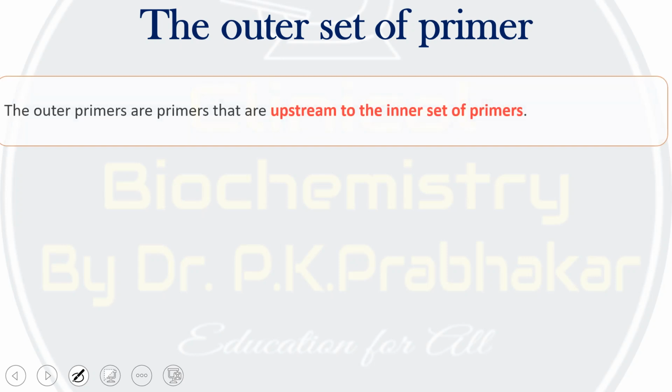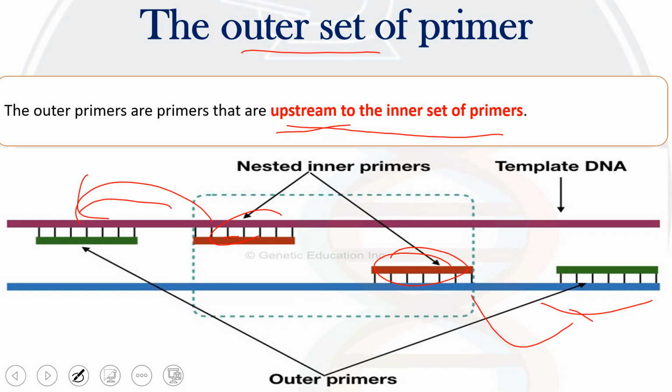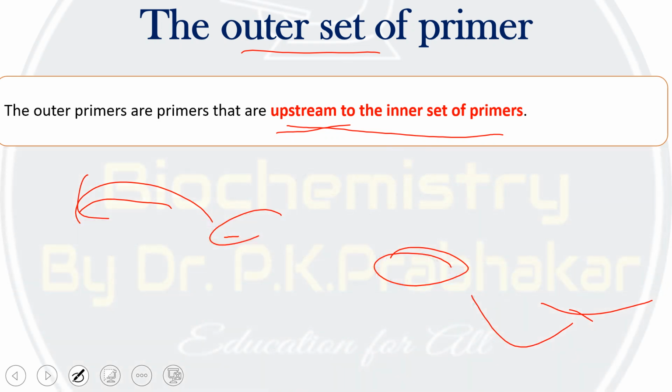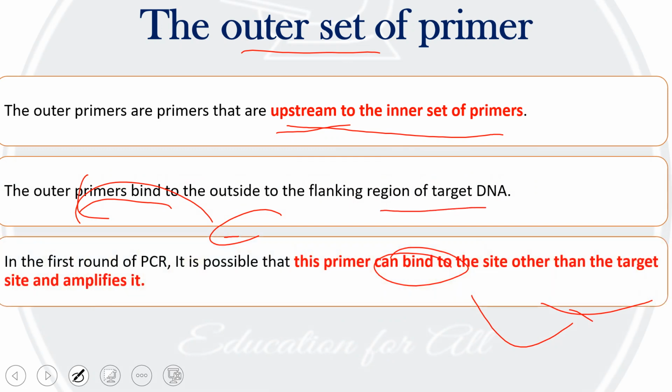First, the outer set of primers. The outer set of primers are upstream to the inner set of primers. If you see, this is the target DNA and this is the inner primer. Normally this outer set of primers binds upstream to the inner set of primers. This is the inner set, and upstream to this we have the outer primer binding. The outer primer binds outside the flanking region of the target DNA.